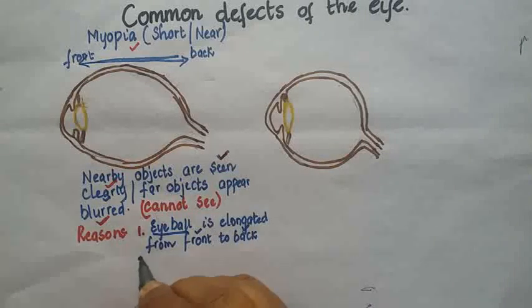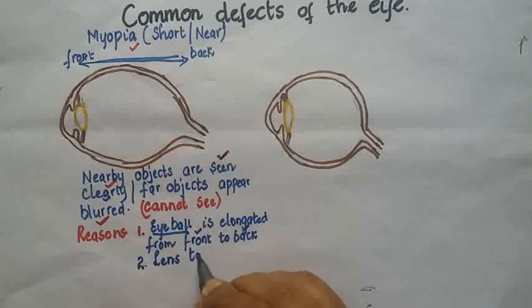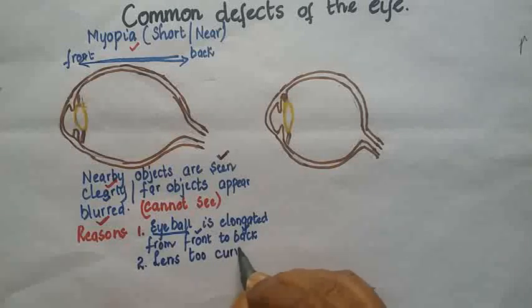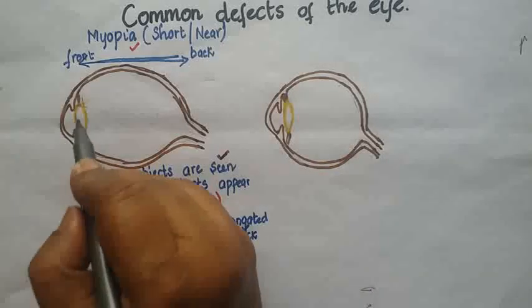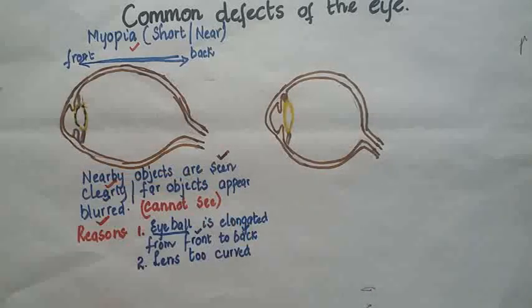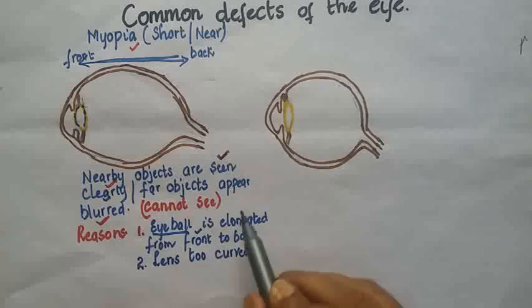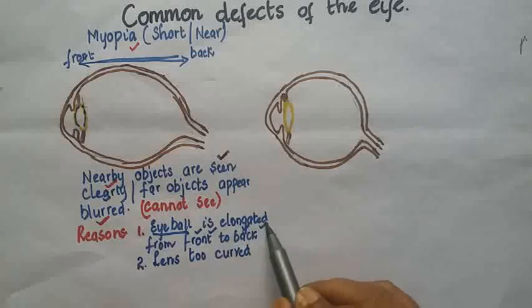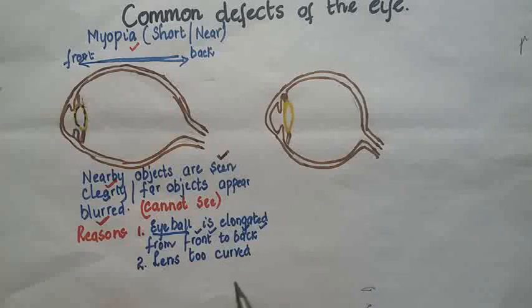Along with that, the second reason is the lens may be too curved, or it is more convex. This may be one of the reasons, or it can be both the reasons responsible for a child to suffer from myopia. So what are the possible reasons due to which a child suffers from myopia? The first reason is the eyeball is elongated from front to back, or the lens is too curved.